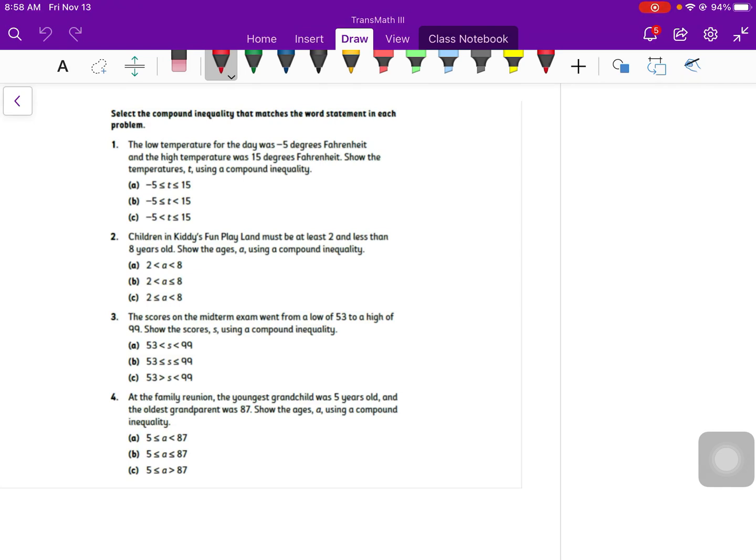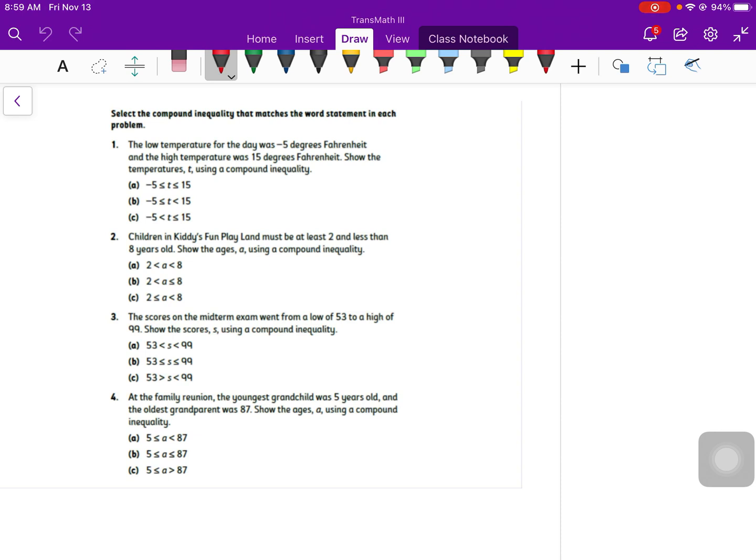Welcome to the Unit 3 Lesson 9 video. We've got 4 warm-up questions here where you just need to select the compound inequality that matches the word statement in each problem. So make sure you're thinking about if it's an or equal to part or not. All right, so pause the video, work those out, unpause, and see how you did.